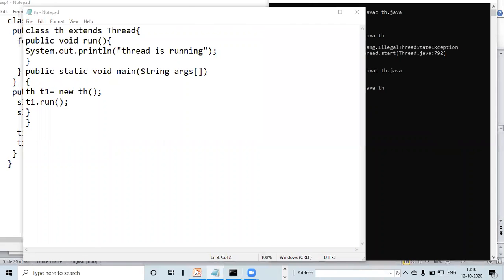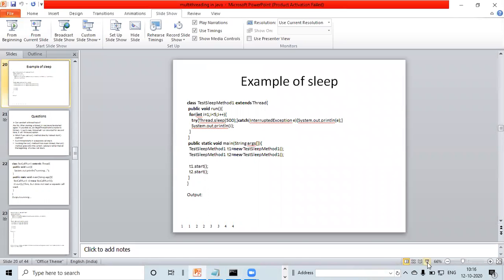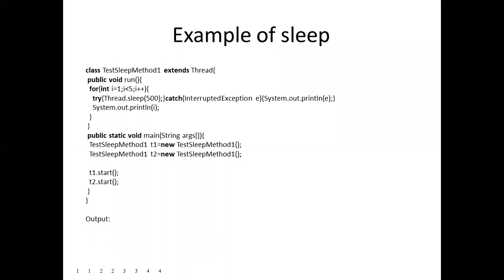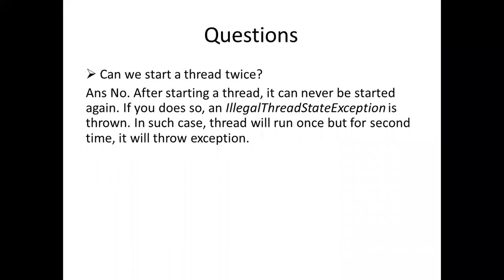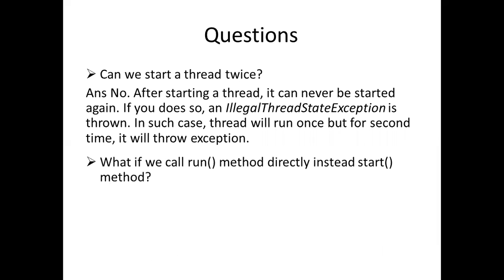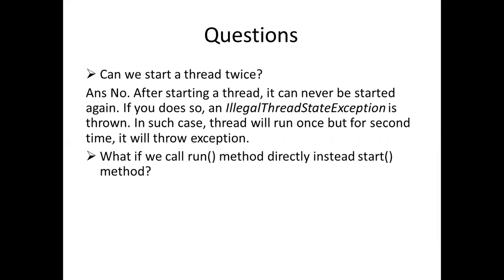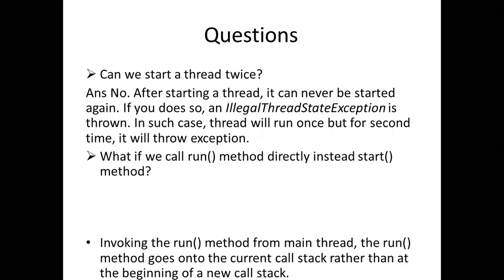Clear? So the same thing you can see in this particular PPT also. Like we have this example. Now what will happen if we start a particular thread twice? It will give you an exception, that is an IllegalThreadStateException, which tells you that you can run a thread only once, but for the second time it will throw an exception.